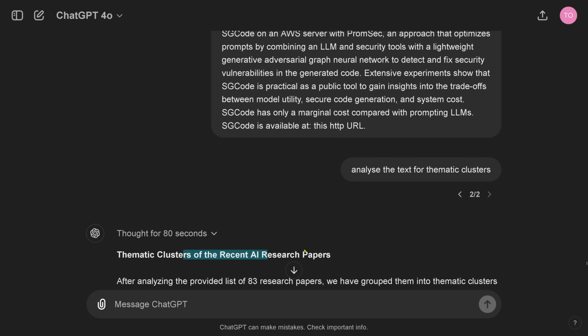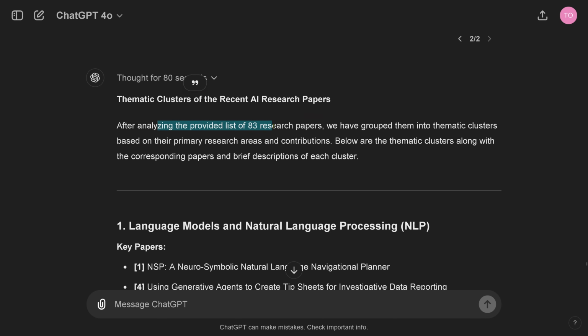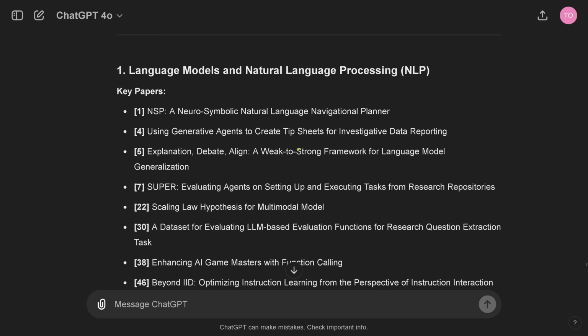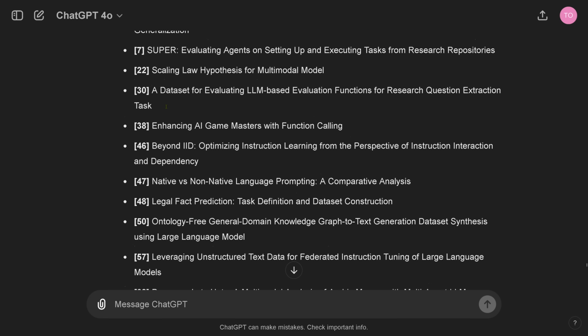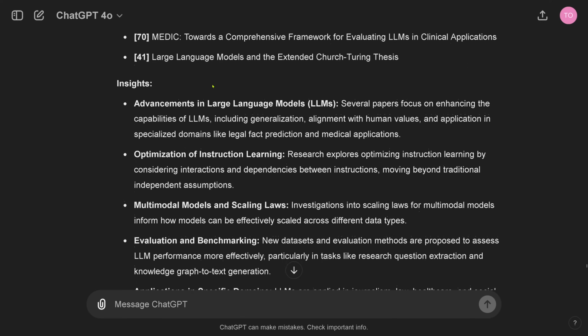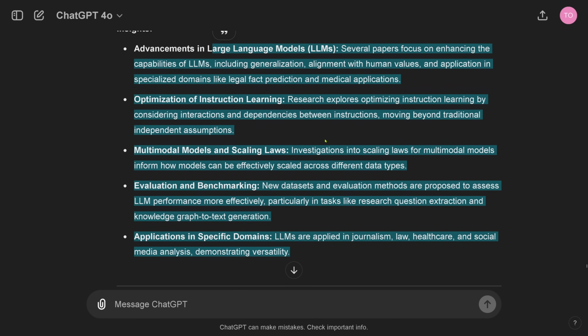Thematic clusters of the recent AI research papers. After providing a list of 83 research papers, it was a little bit more, we have grouped them into thematic clusters based on the primary research areas. Beautiful. Language model and NLP. Okay. Insights, optimization, instructional learning. Yeah, I looked at this in detail. I don't want to bore you with this.